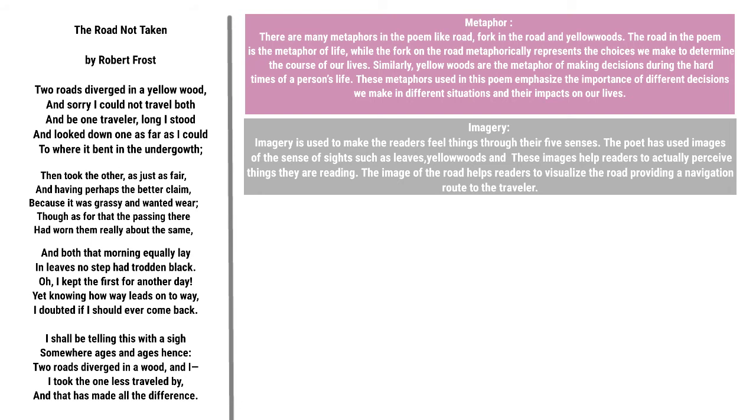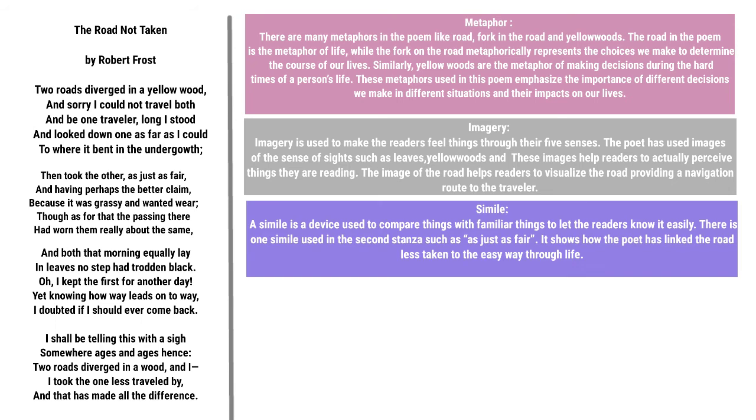Number 2 is imagery. Imagery is used to make the readers feel things through their five senses. The poet has used images of the sense of sight such as leaf, yellow woods, and these images help readers to actually perceive things they are reading. The image of the road helps readers to visualize the route, providing a navigation route to the traveler.